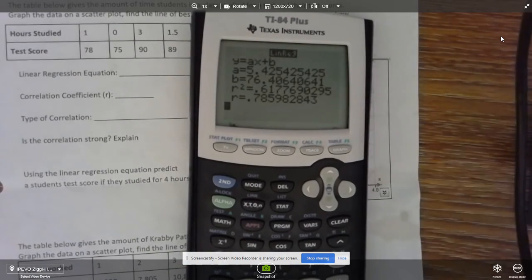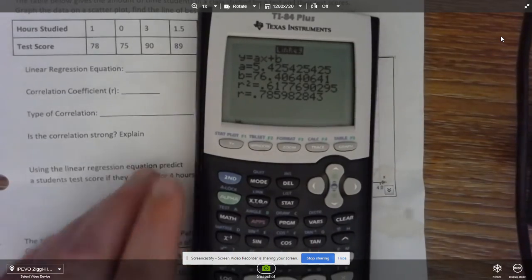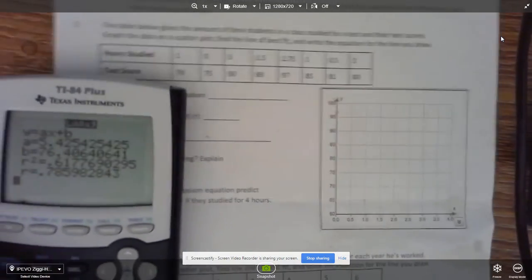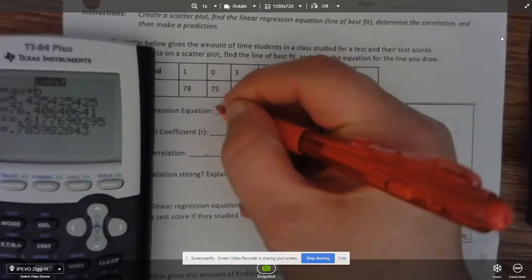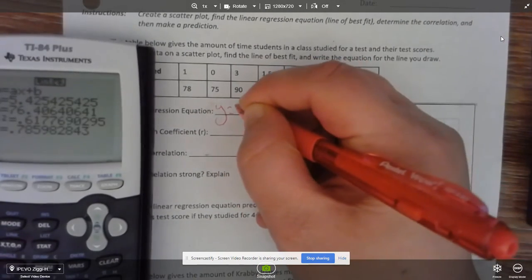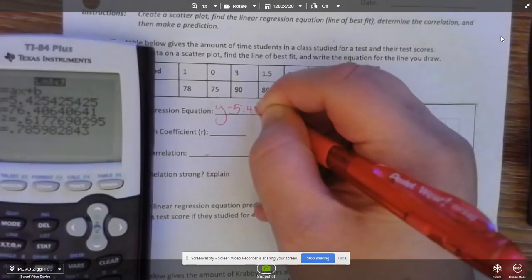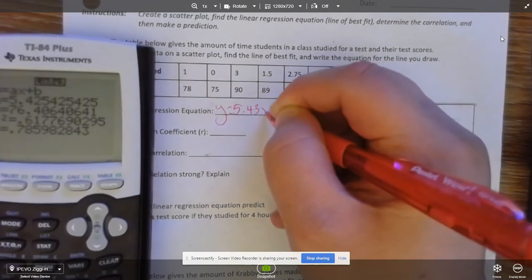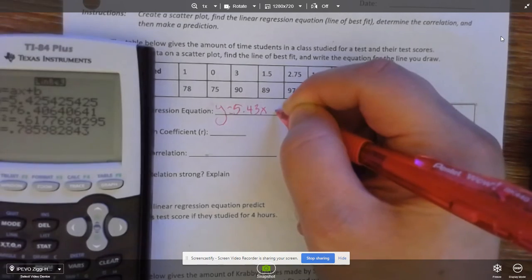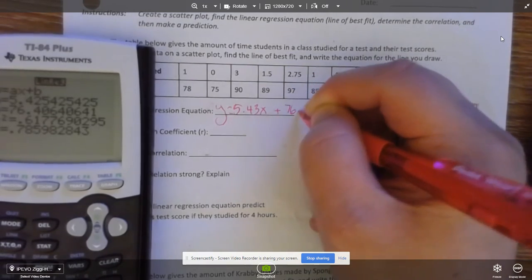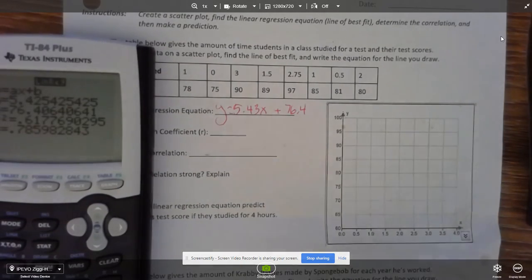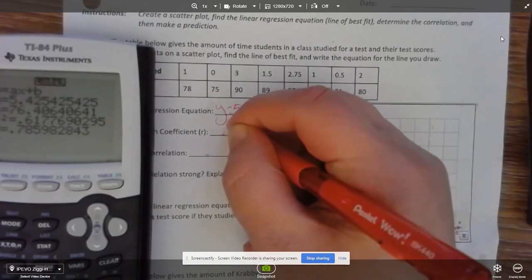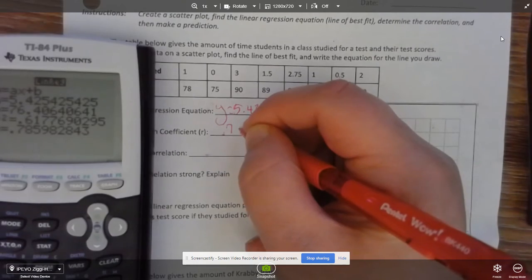So let's round to the nearest hundredth. And so we'll write that our regression equation is y equals 5.43x plus 76.4. Our correlation coefficient is roughly 0.786.